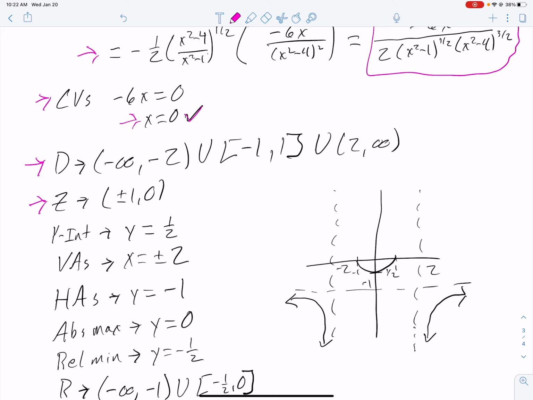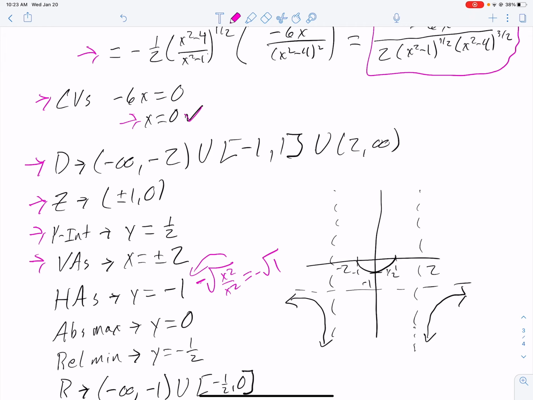I give my zeros. If I plug 0 into the original function, I would get a y-intercept of 1/2. My vertical asymptotes. My horizontal asymptote comes from addressing the lead terms in my function, so I would have focused on the square root of x squared over x squared. Don't forget there was a negative in front of that square root, which is going to reduce to negative square root of 1, and that's going to lead me to a horizontal asymptote at -1.